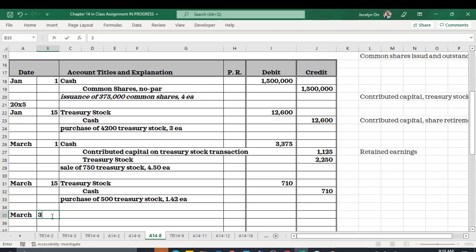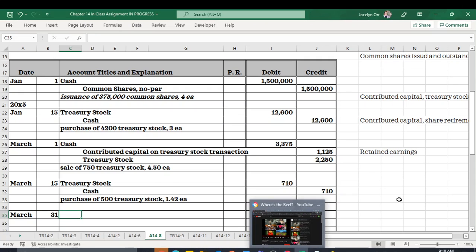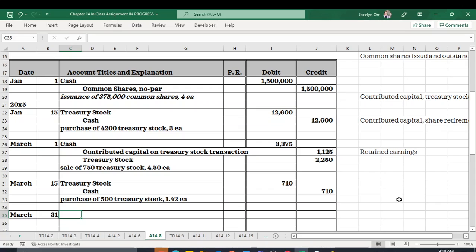On March 31st, we made another sale of 850 shares of treasury stock at $1.75 each. So this is similar to our March 1st transaction. We know that we're going to receive cash for the sale of the shares. So 850 at $1.75 each gives us 1,488.